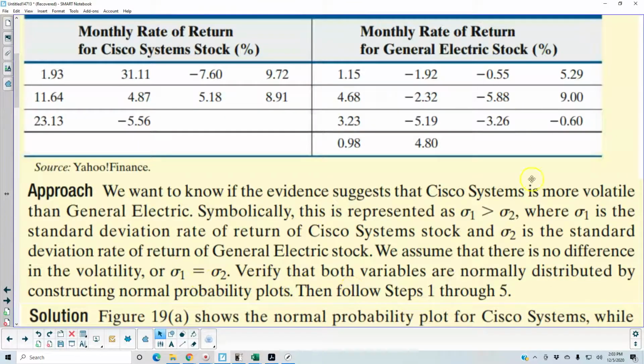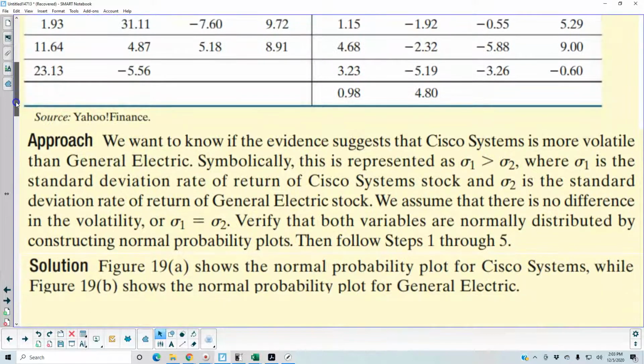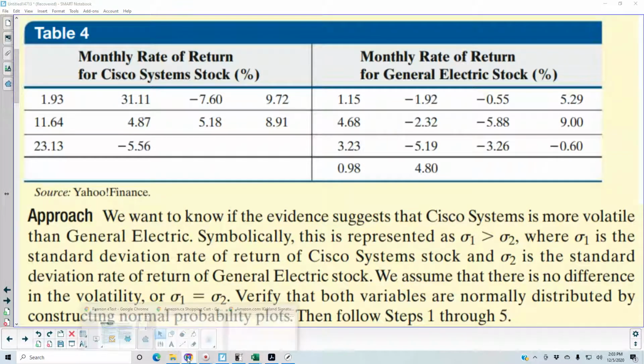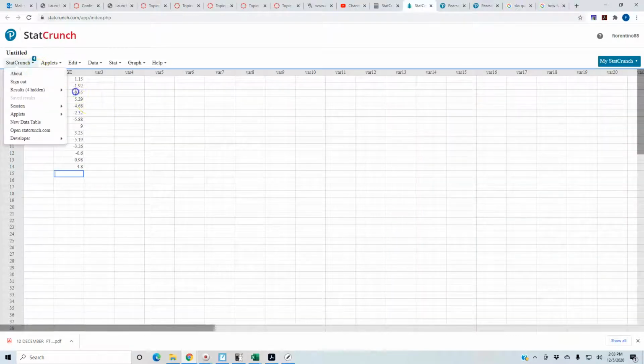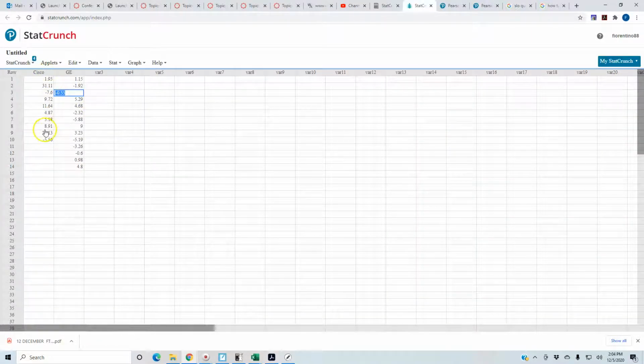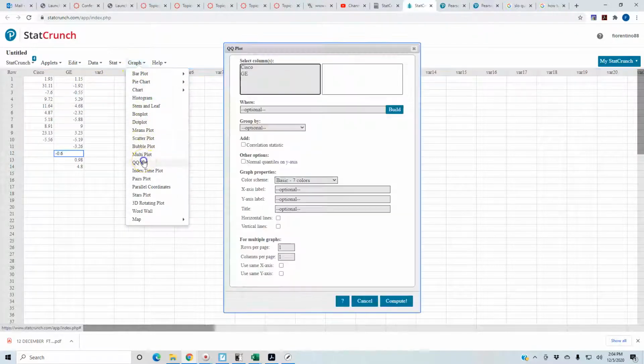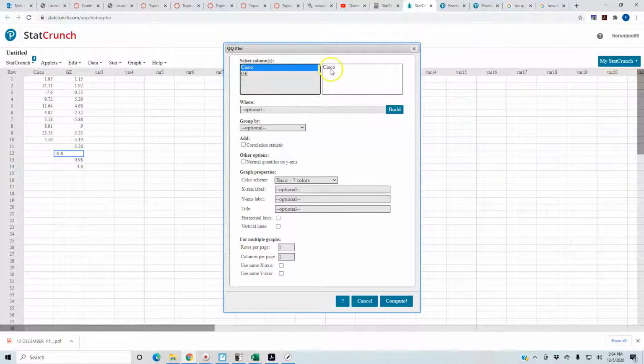So verify that both variables are normally distributed by constructing normal probability plots, and then we're going to follow steps 1 through 5. If we take a look at our data in StatCrunch, we have a column titled Cisco, and then we have GE. I put these numbers in myself. So I want to graph and then select QQ plot, select the Cisco column, add in the normal quantiles on the y-axis, and then select compute.